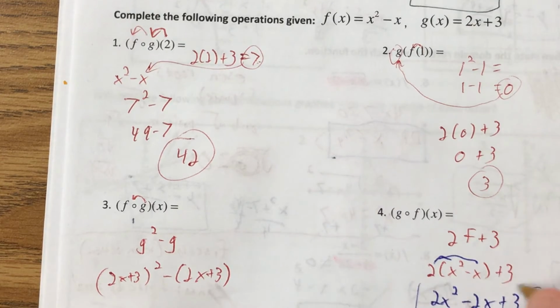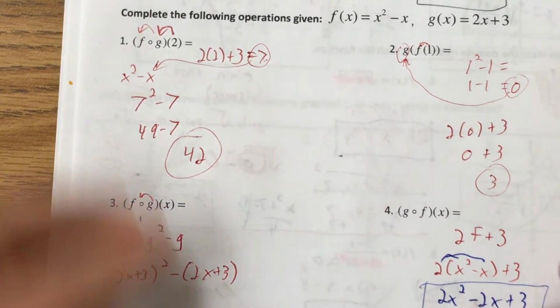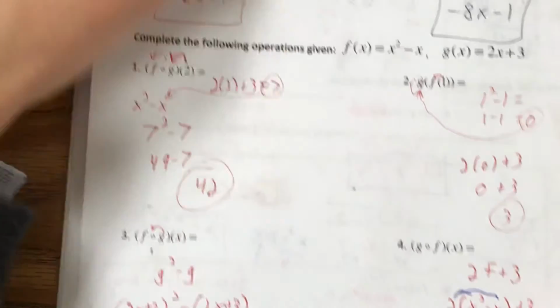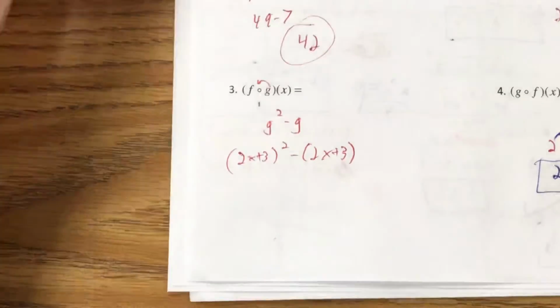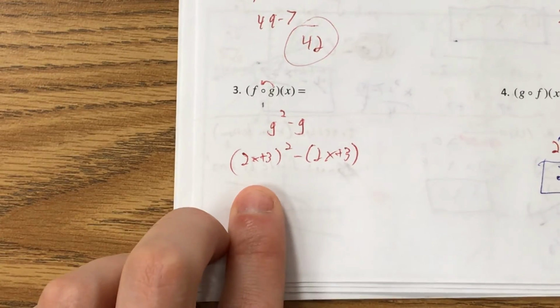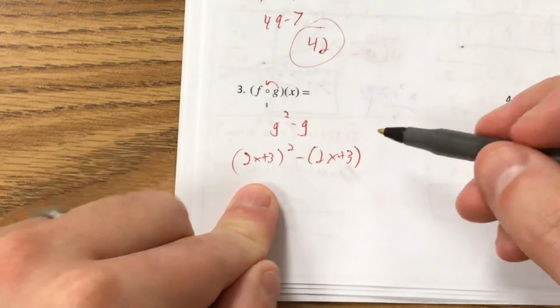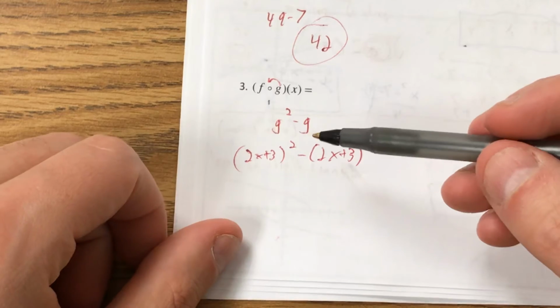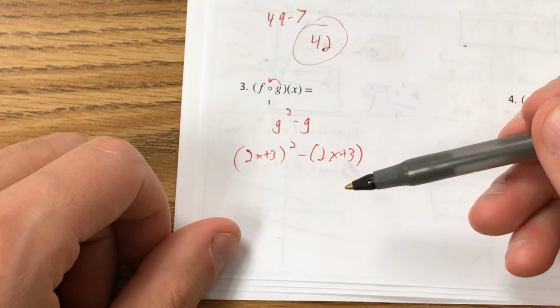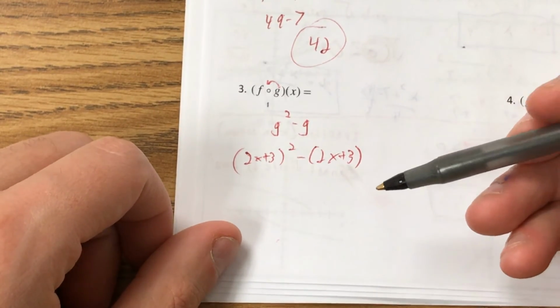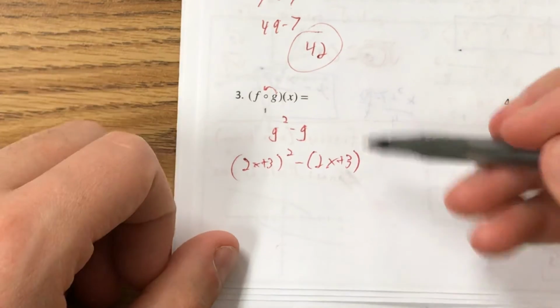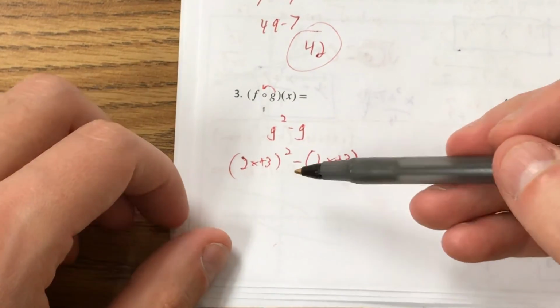Ta-da! But this one, why is it a pain in the butt? It's because you have something squared. 2x plus 3 squared is not an easy thing to do. If in your mind right now you're going, oh, well, don't you just do that? You're wrong. You don't just do that. If you think it's easy, you're probably doing it wrong.